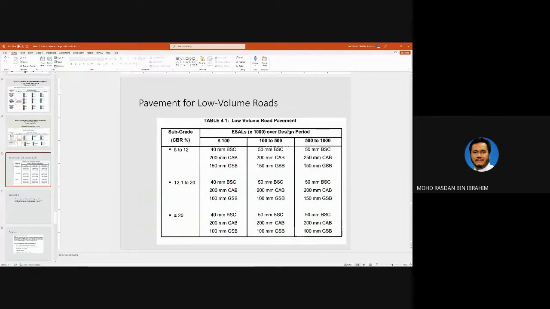Okay, so this is for lower volume roads. So you have your ISAL here and subgrade. So you have the value of subgrade. Let's say the value is between 12 to 20, and the ISAL is 100 to 500. So you can directly use surface course of 50 millimeters, crushed aggregate base 200 millimeters, and granular sub base 100 millimeters. You can choose from here.